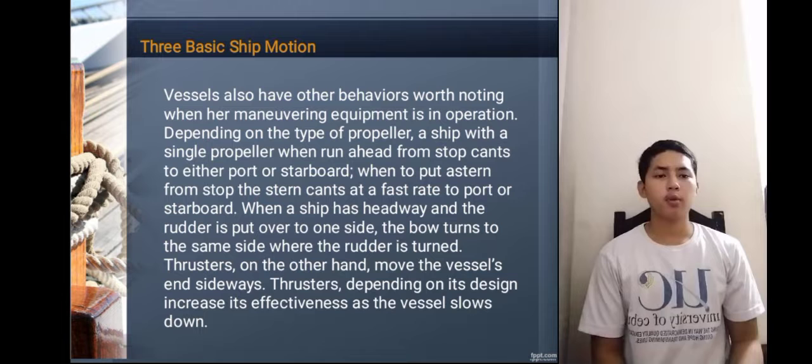Depending on the type of propeller, a ship with a single propeller will run ahead from stop and pad to either port or starboard. When put astern from stop, the stern goes at a fast rate to port or starboard. When a ship has headway and the rudder is put over to one side, the boat turns to the same side where the rudder is turned. Thrusters, on the other hand, move the vessel sideways. Thrusters, depending on their design, increase their effectiveness as the vessel slows down.